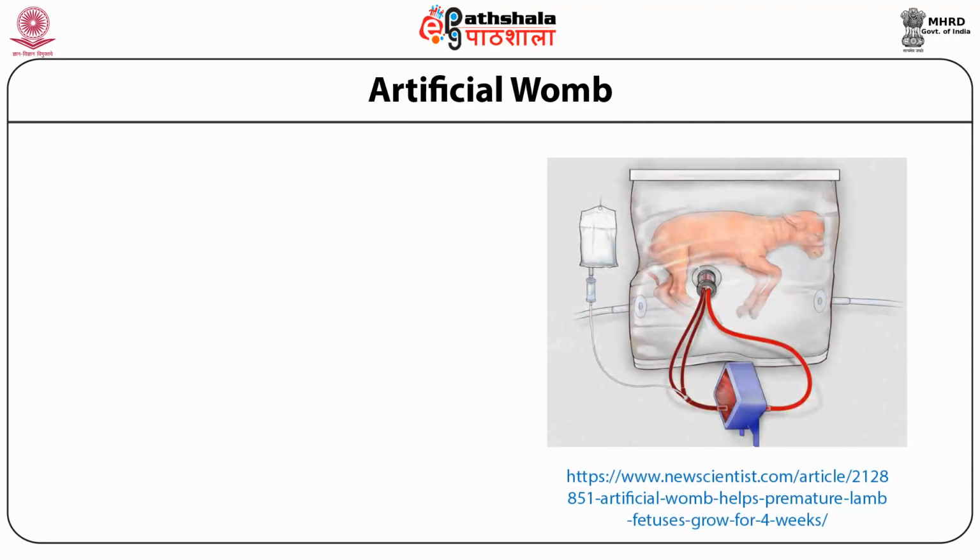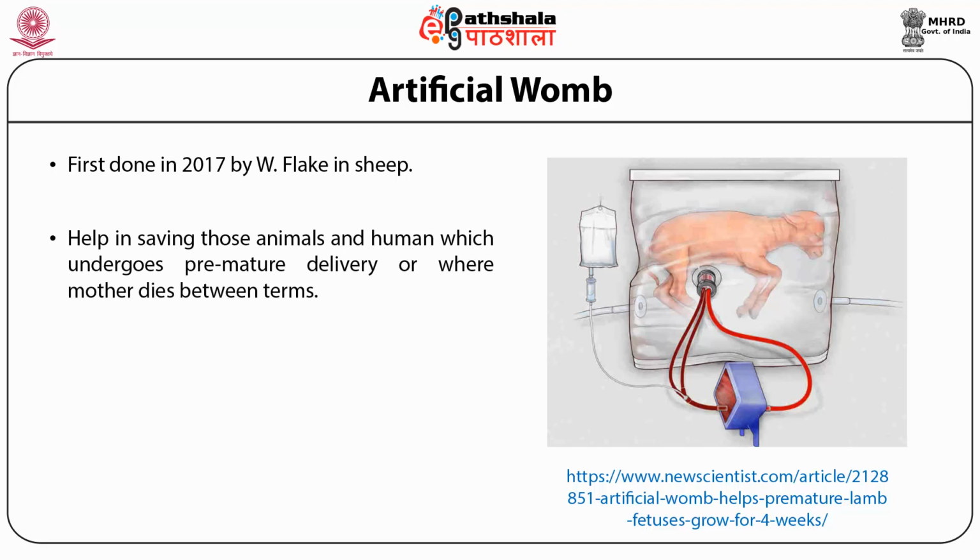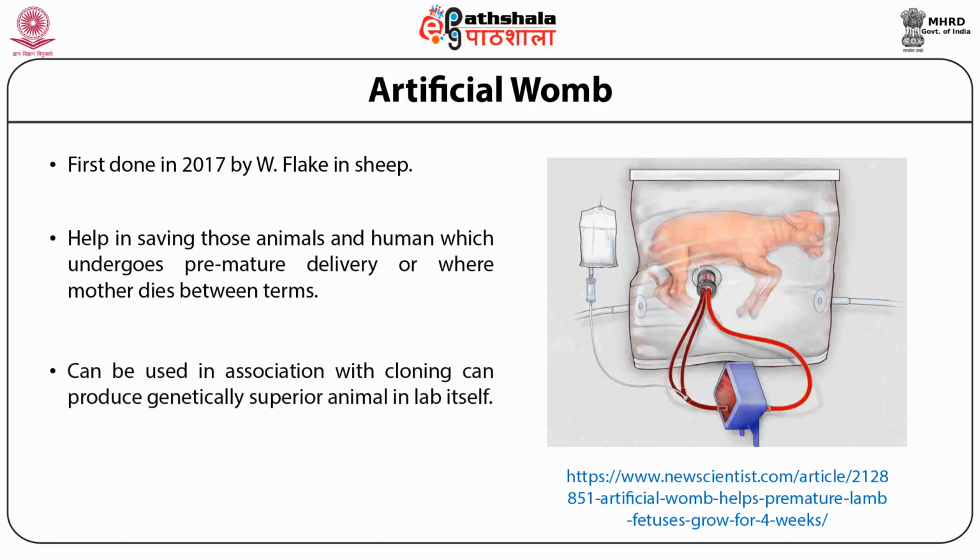The artificial womb has attracted the attention of mankind like nothing else. It was in 2017 that W. Flake invented an artificial womb for the first time, in sheep. The artificial womb holds great promise as it helps in saving animals and humans which undergo premature delivery, or where the mother dies between the terms. It can be used in association with cloning and can produce genetically superior animals in the lab itself. So there may be a time when we don't require a surrogate mother, or we can produce a complete test tube baby in the lab itself.